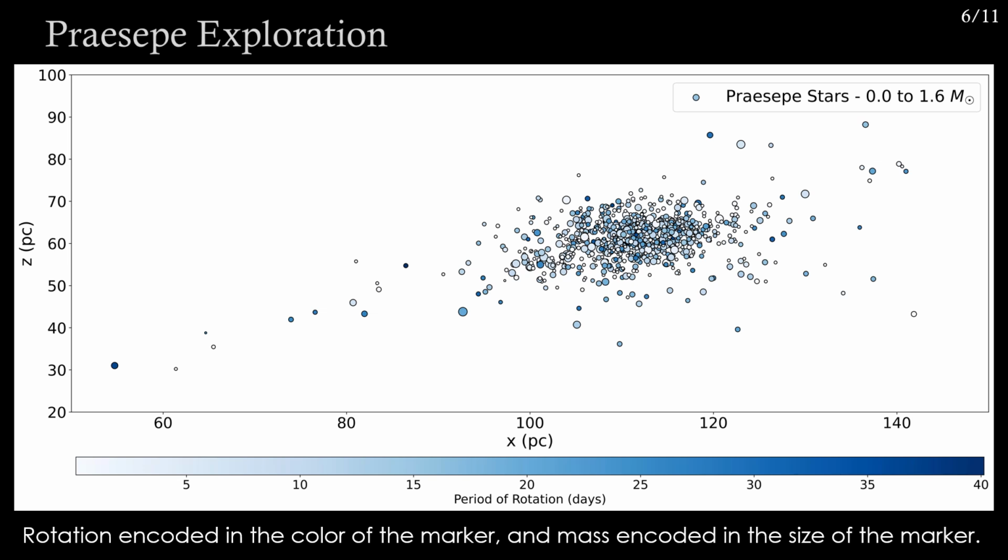Several plots I did, 3-dimensional plots, rotating them in different axes, just to get an understanding of what it's like. This particular plot, you can have an understanding of how rotation and mass is distributed. So the size of the marker is actually the mass of the star. And you can see the legend by which I encoded the rotation.